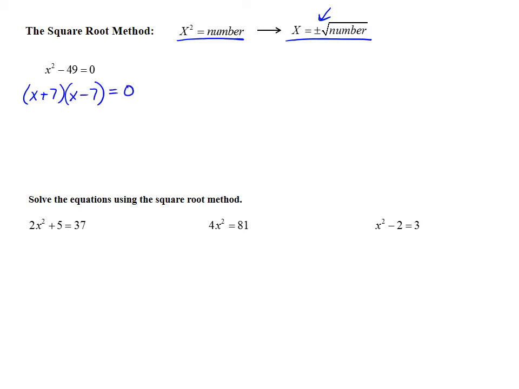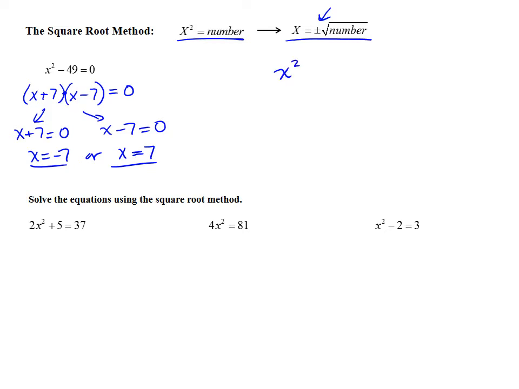And because it's equal to 0 and it's a product, we can set each factor equal to 0, creating two simpler equations that are easier to solve. Those two separate equations each give us a solution. X plus 7 equals 0 gives us that x equals negative 7, and then we get another solution of x equals 7 from x minus 7 equals 0. So we get two solutions, but we do have to factor to do that.